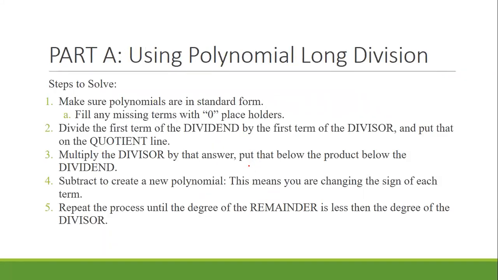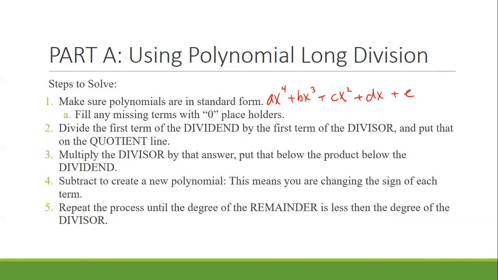So using polynomial long division, here are the steps that we're going to follow. We make sure polynomials are in standard form, okay? Standard form means we're in decreasing power order. So we would have ax to the 4 plus bx to the 3rd plus cx squared plus dx plus e. The other thing is fill in any missing terms with 0 placeholders. So if I was missing my cubic term, I would put 0x cubed. If I was missing my quadratic term, I would put 0x squared, okay? So any missing term, you fill in with 0 as a placeholder.